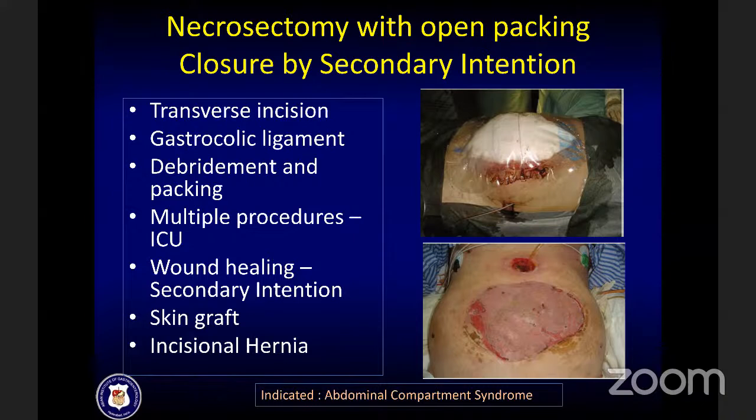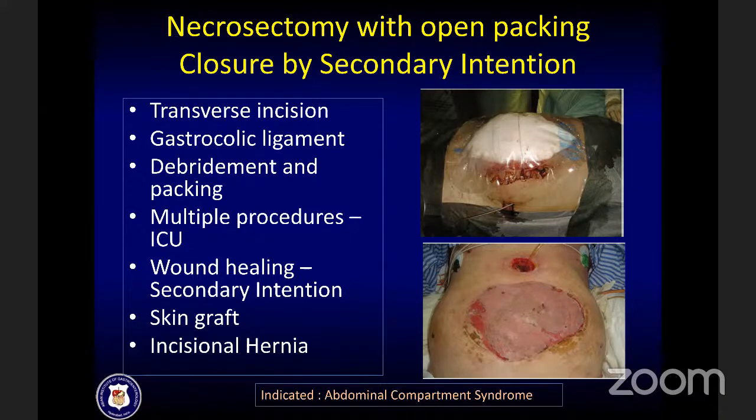And then you plan, after 24 to 48 hours, to go in again and debride it. So the initial one or two might require anesthesia. Subsequently, as the granulation comes in, you might do it at the bedside. So you keep doing it till the wound heals by secondary intention. And once the cavity completely fills with granulation tissue, you can cover it with a skin graft.